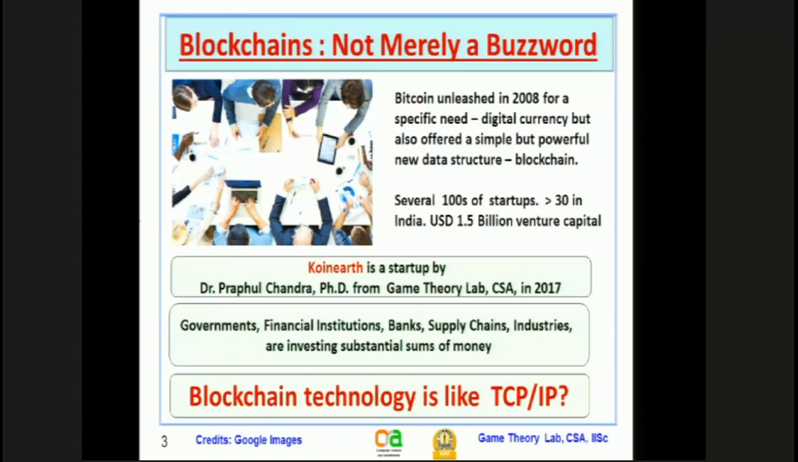I think in some way, blockchain technology is actually like TCP/IP. So that's a question that I'm posing. We will see why I would like to say that blockchain technology is like TCP/IP. So TCP/IP as a technology, it arose in 1972. And then it has taken about 30 to 40 years for the full power of TCP/IP to be realized. So perhaps blockchain technology is also something like TCP/IP.